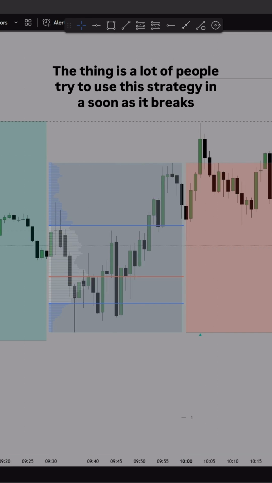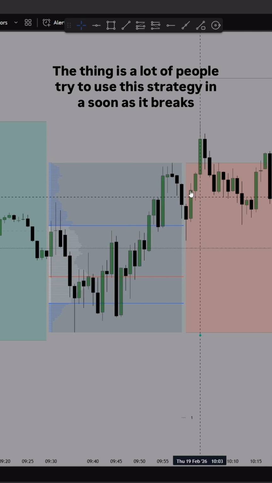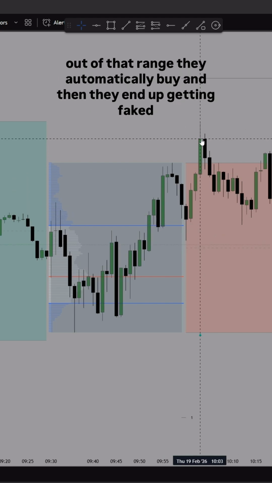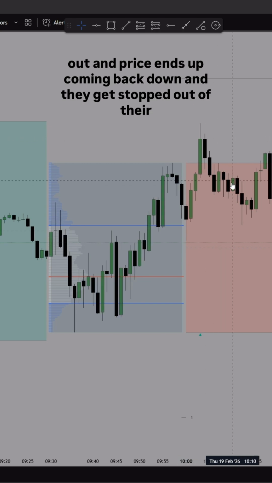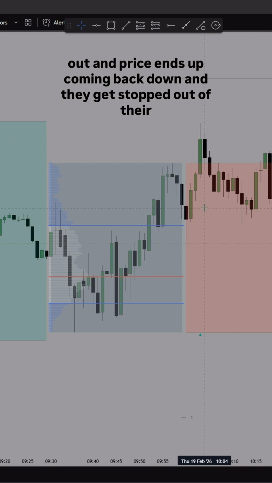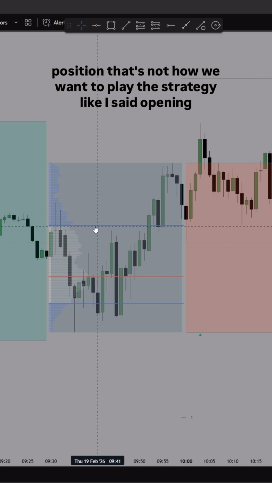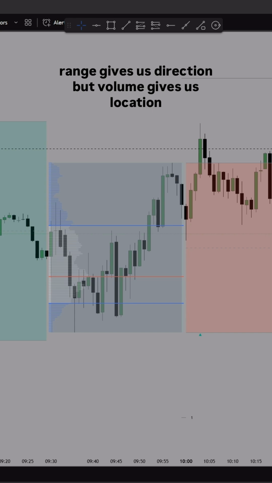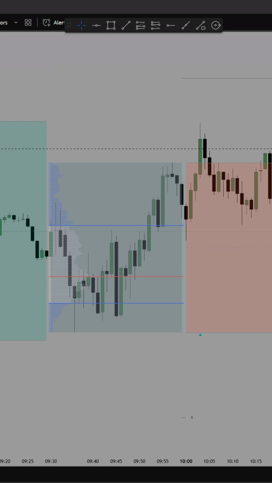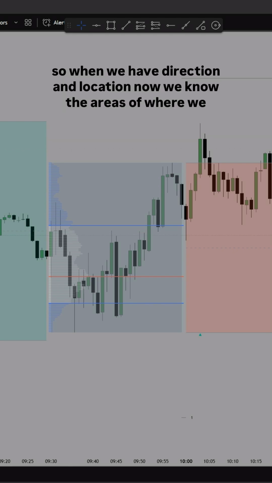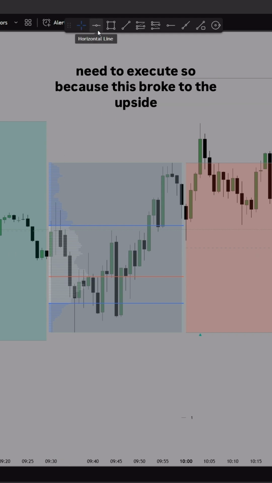The thing is, a lot of people try to use this strategy, and as soon as it breaks out of that range, they automatically buy, and then they end up getting faked out and price comes back down and they get stopped out of their position. That's not how we want to play this strategy. Like I said, the opening range gives us direction, but volume gives us location. When we have direction and location, now we know the areas where we need to execute.